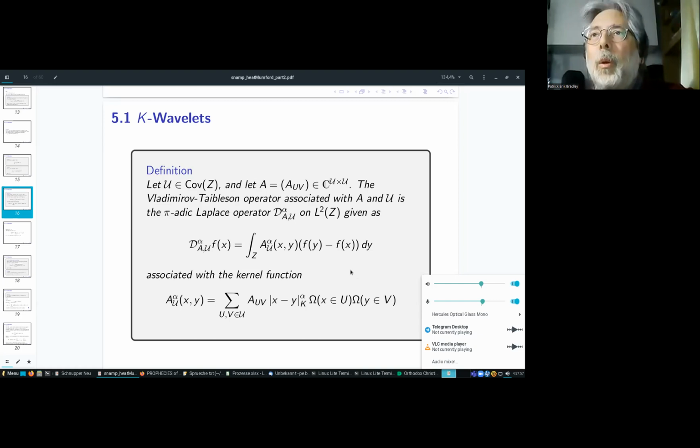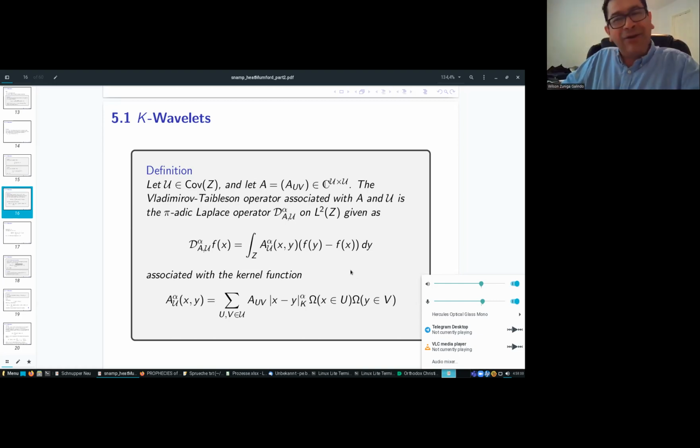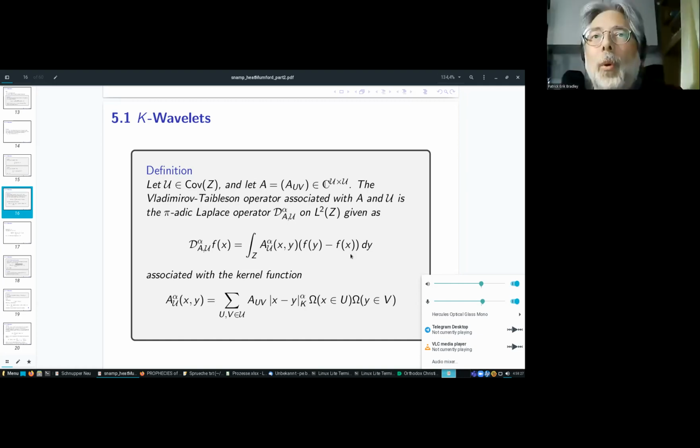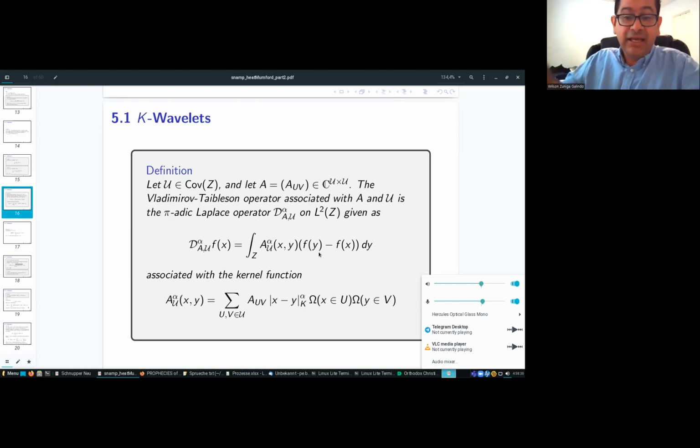So these operators are not really generalizations of the Taibleson-Vladimirov operators. There is another paper where I introduced this type of operator. These operators are essentially defined in L2, and this operator can be defined in L rho, because the kernel is integrable, for any rho between 1 and infinity. So this is a more general object.